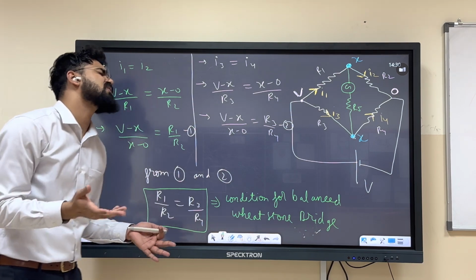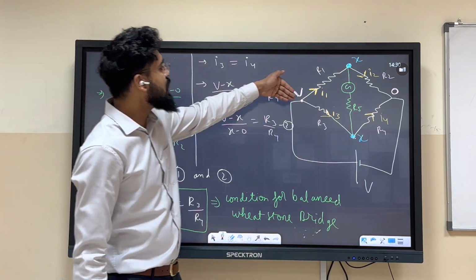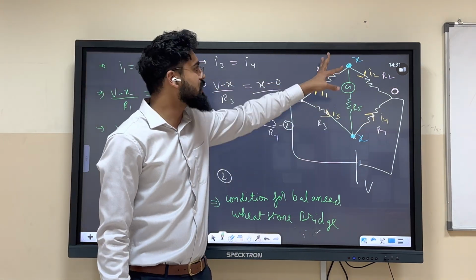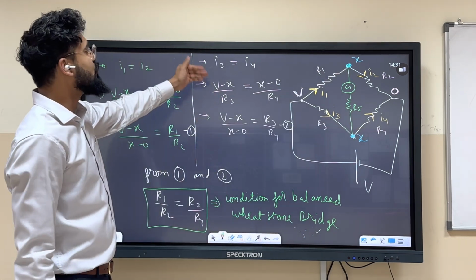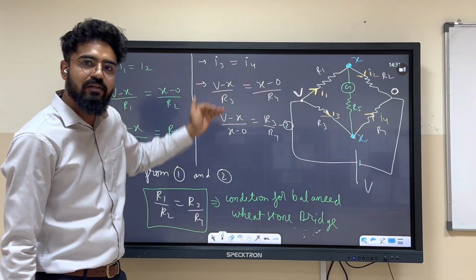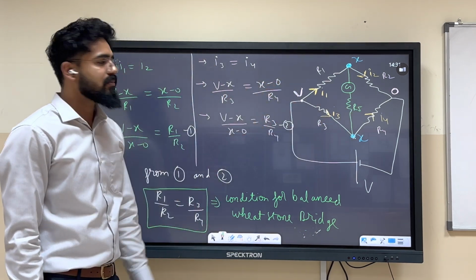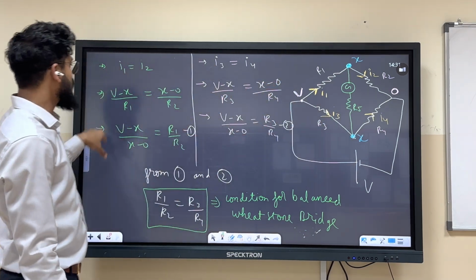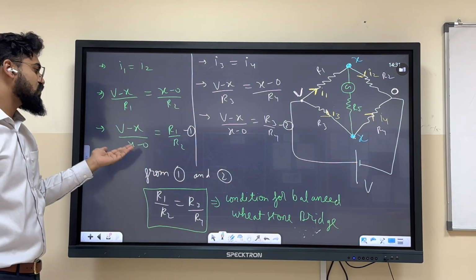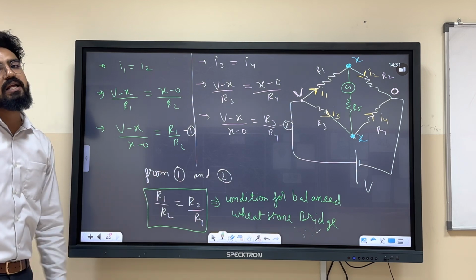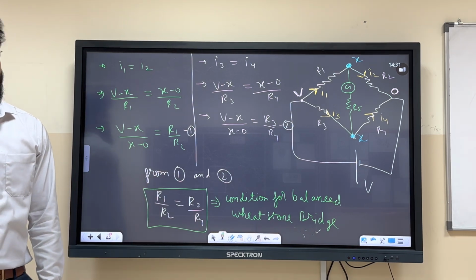I know x minus 0 is x only. For R3, R4, I3 should equal I4 because none of the current is flowing through this green wire. So can we write (V minus x) upon R3 equals (x minus 0) upon R4, correct? Same thing. Now this whole part is the same, LHS is the same, so RHS should be the same. So from here we get the condition for a balanced Wheatstone bridge: R1 upon R2 equals R3 upon R4.